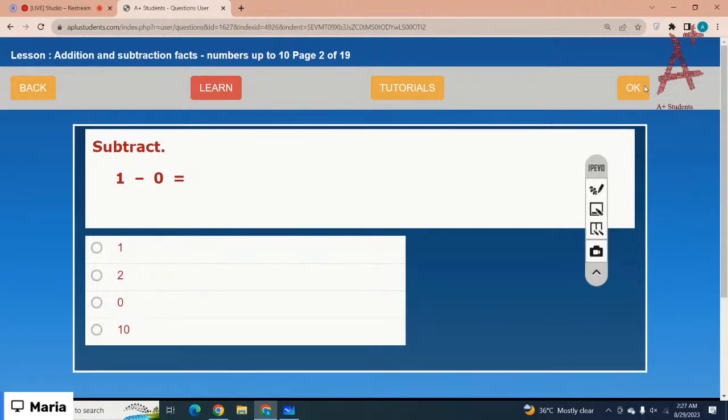The next one is subtract: 1 minus 0. So 1 take away 0 equals 1. The correct option is 1. So when subtracting 0, the number stays the same. So 1 take away 0 equals 1.